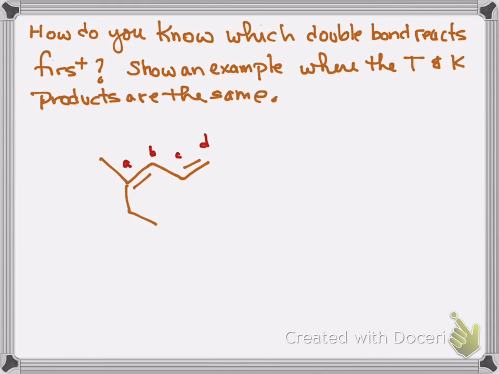And what I want you to recognize is when you use HBr with this, for example, HBr is everybody's friend. The HBr could add at A, B, C, or D, right? So if it adds to A, for example, then what you'll end up with is this.